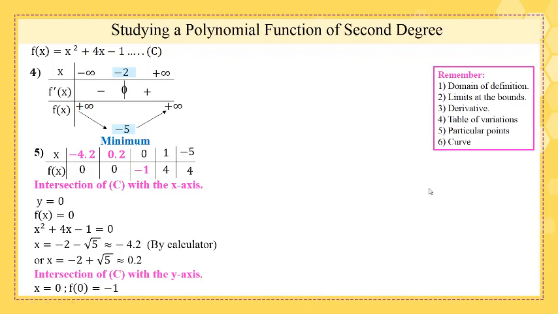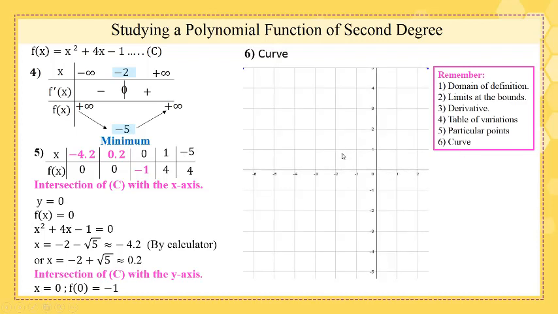The final step is to draw the curve. At the beginning of drawing any curve, you must start by locating the extremum points if they exist. Here we have a minimum point, minus 2, minus 5. You should draw 2 arrows at any extremum point in this way. Then continue locating the other points.